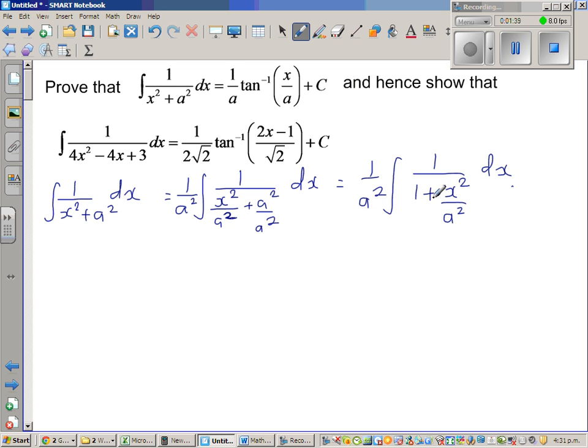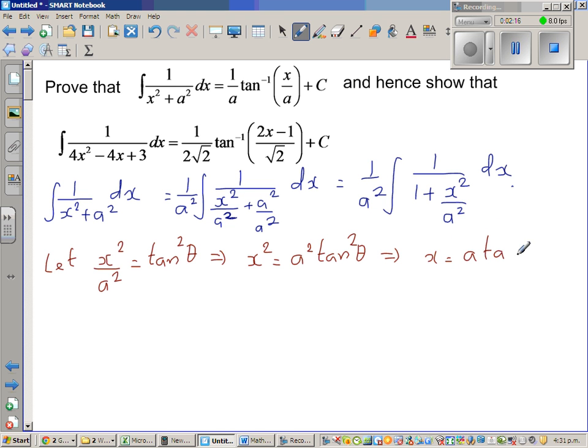The reason I wrote 1 plus x squared over a squared is that I want to do a trig substitution. In place of this, I'm going to put tan squared theta, because 1 plus tan squared is sec squared. So I'm going to let x squared over a squared equal tan squared theta, which implies x squared is a squared tan squared theta, which implies x is a tan theta. Again, that implies tan theta is x over a, and this implies theta is tan inverse of x over a.